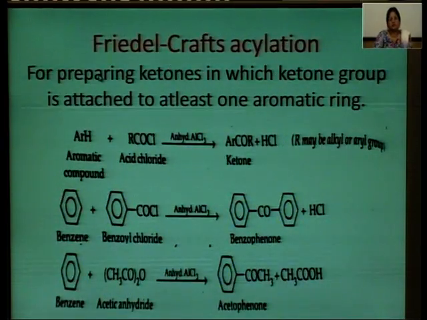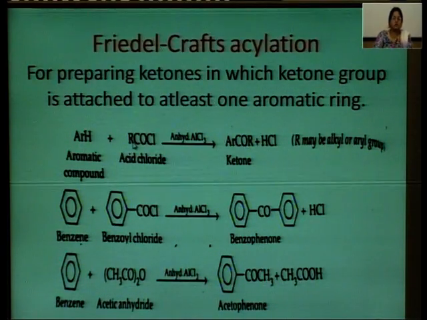Next method is the Friedel-Crafts acylation. This is used for preparing ketones in which the ketone group is attached to at least one aromatic ring. So, one of the groups attached to the ketone moiety is the aromatic ring in case of Friedel-Crafts acylation. Any aromatic compound, when treated with the acid chloride in presence of anhydrous aluminium chloride, forms the ketone plus HCl. Here Ar is the aromatic ring, and R can be an alkyl or the aryl group.